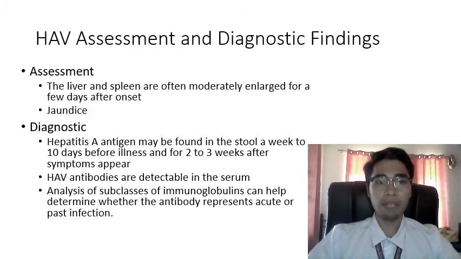Analysis of subclasses of immunoglobulins can help determine whether the antibody represents acute or past infection. So it can determine if you have had the infection of hepatitis A just recently in the past few weeks or months, or it has been a past illness that is only being detected or diagnosed just now.